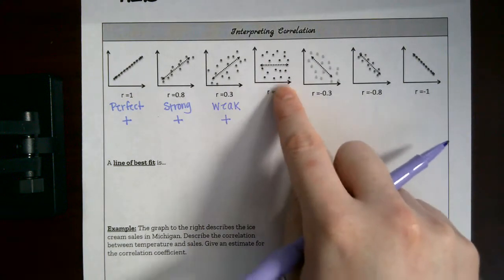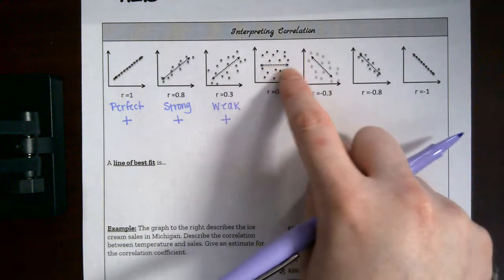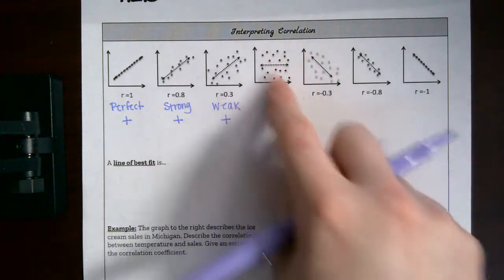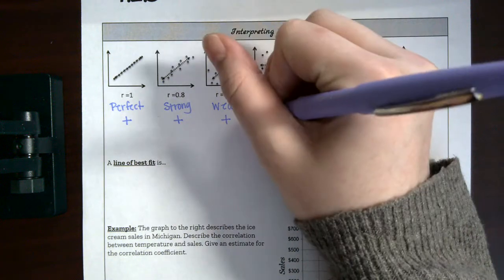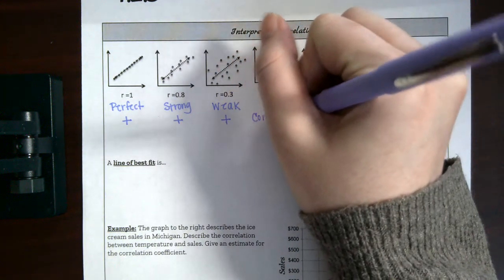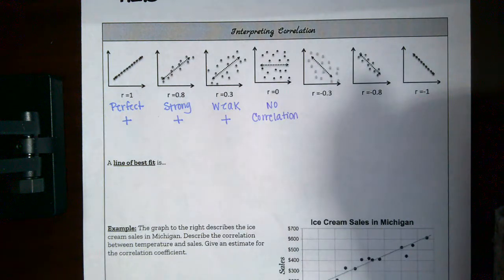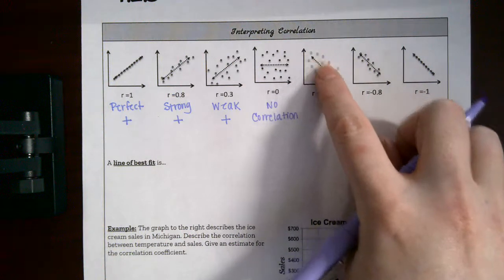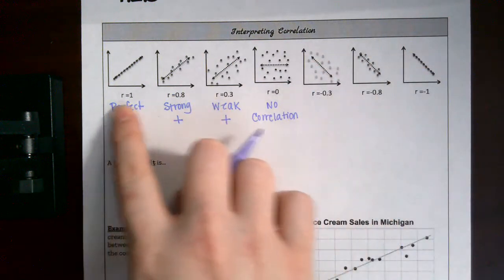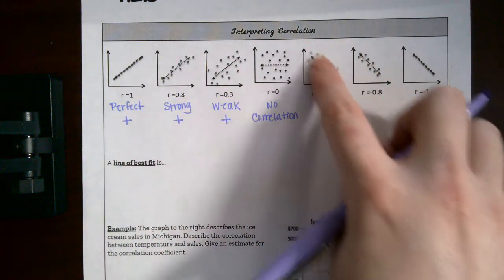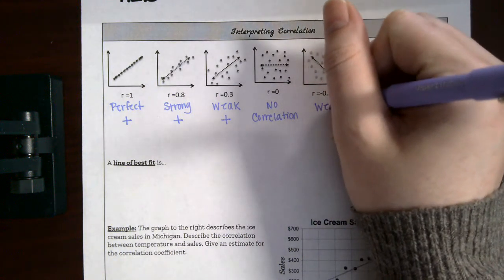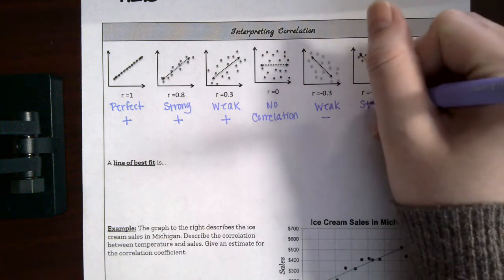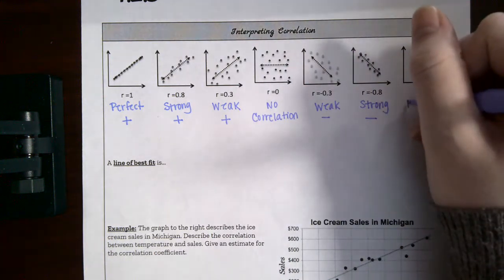Now this middle one is the turning point, so this is no correlation. You can see these dots are everywhere. We're not going up, we're not going down. They're just kind of scattered about. So this is no correlation. Now we start to see these are going down. Again, we're going to use this exact same wording, but we are negative now because these dots are going down. So this one is a weak negative, a strong negative, and a perfect negative.